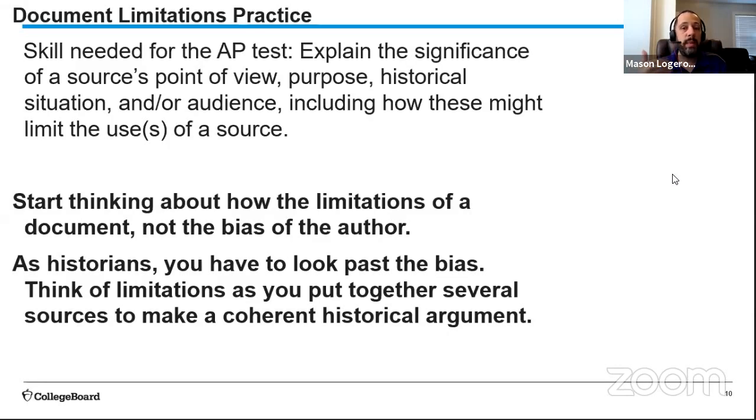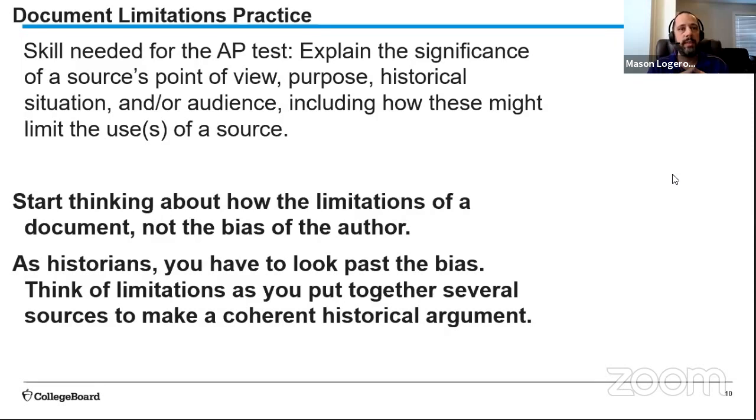But if you use me as a source, I may not be able to tell you everything about the team and all the strategies, but I can give you information about how the average fan feels. So notice, even when there's bias or limitations in a document, there are still ideas that you can glean from those documents. And as historians, that's what you have to be able to do. You have to look past the bias. I'm not saying to get rid of it completely. You still need to make sure you understand it, but you really want to focus on limitations. And then you take a bunch of sources, you put them together to come up with a coherent historical argument.